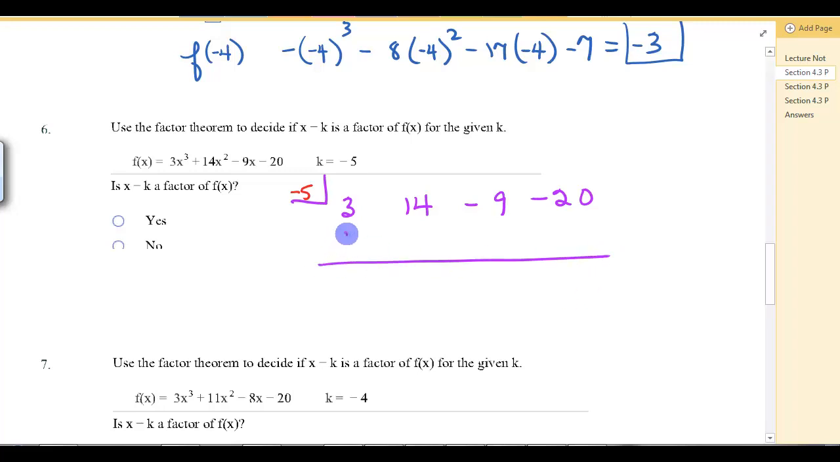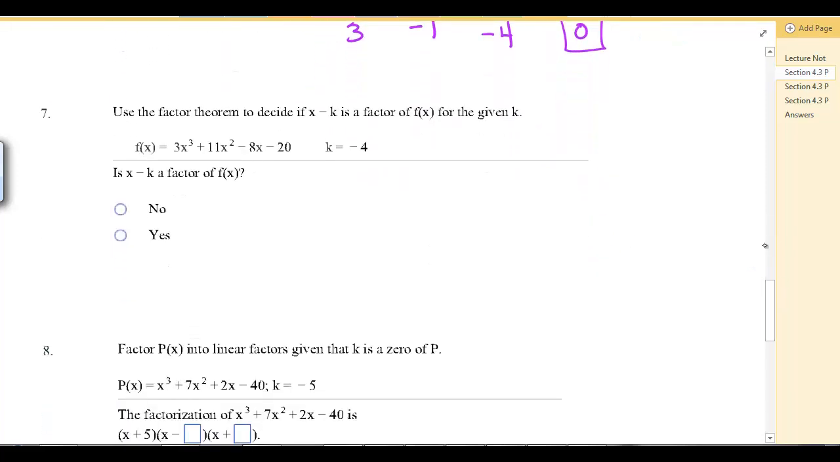So that comes down, that goes there, negative 1, positive 5, negative 4, positive 20, and 0. Well, because we got 0 for a remainder, then it is a factor. So that's the thing. If we get any other kind of number here, the answer is no.